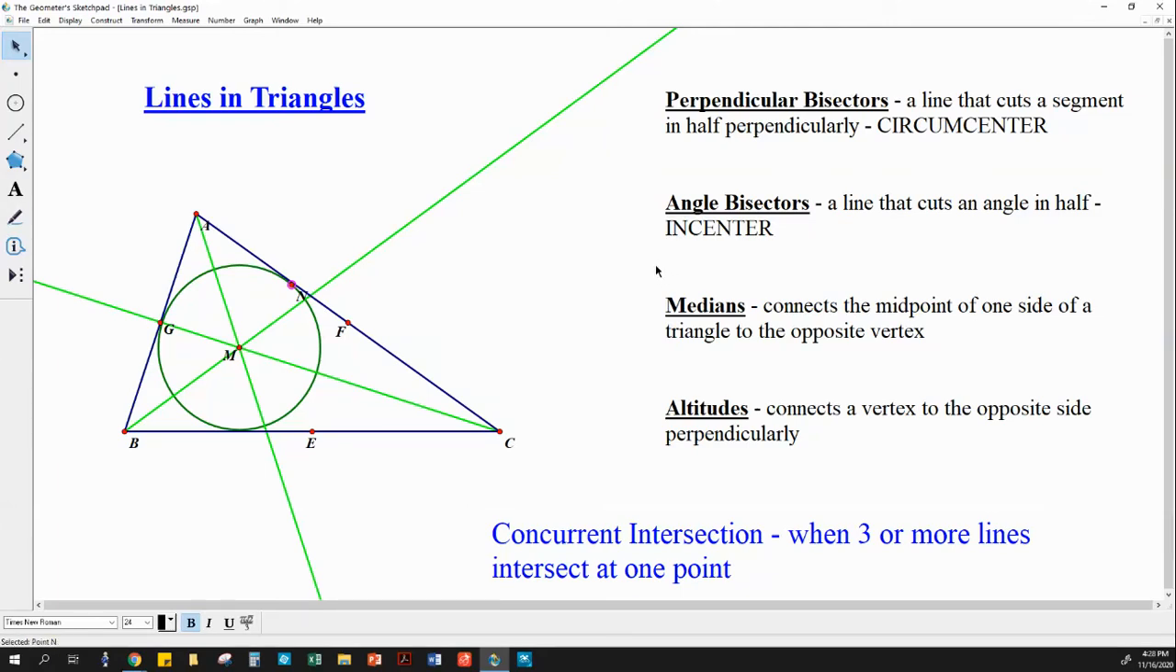All right, guys, let's continue. This is part 2 of lines and triangles. Sorry, I kind of had to duck out at the end of the last one. My mouse was going crazy.